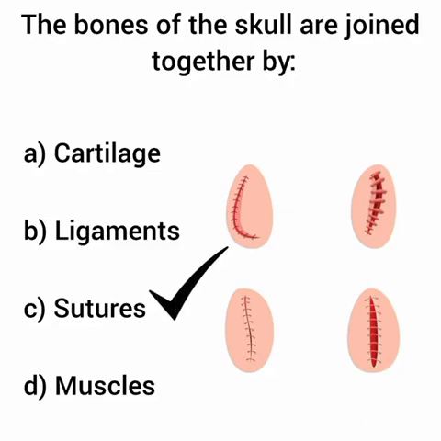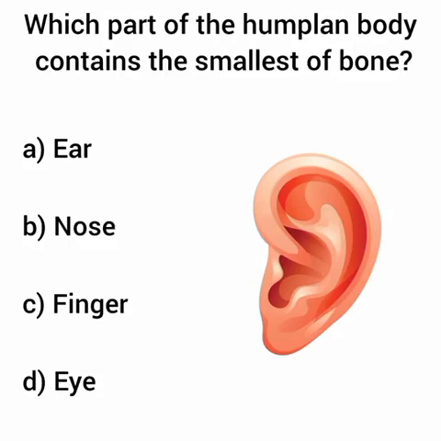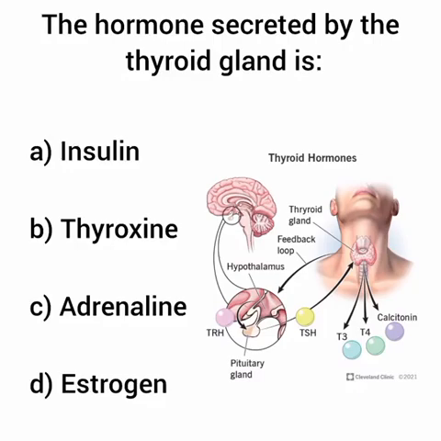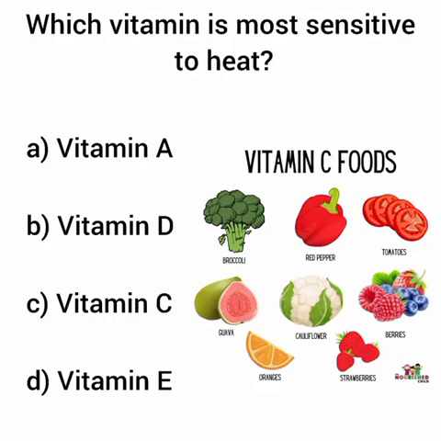Answer C. Sutures. Which part of the human body contains the smallest bone? Answer A. Ear. The hormone secreted by the thyroid gland is. Answer B. Thyroxine. Which vitamin is most sensitive to heat?